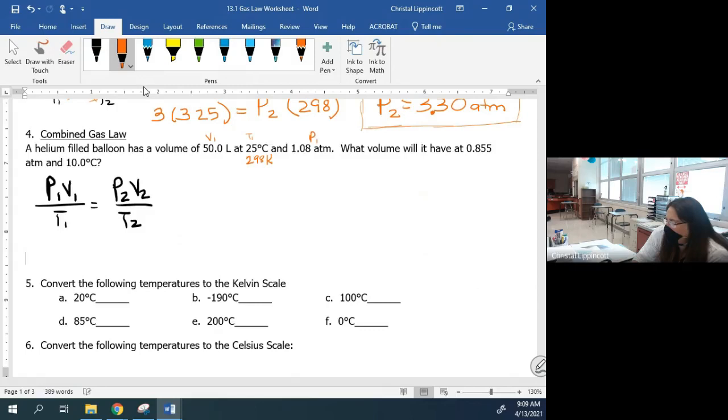And then this is going to be my P1. My volume is going to be my V2, that is what I'm going to be solving for. So we don't know what this is. We're solving for this one. This is our P2, and this is our T2, but what do I have to do? 283 Kelvin. Okay, good. Let's see if you can sub in and solve for V2 here.